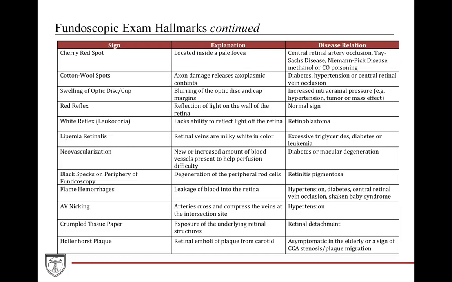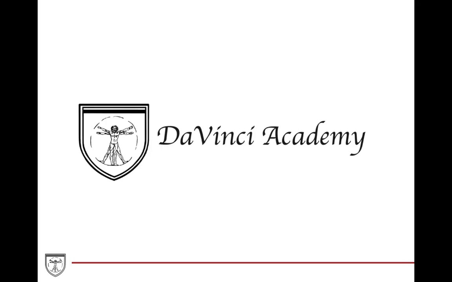And you can get a Hollenhorst plaque, and this is when you have retinal emboli, a plaque from the carotid. So when you look into the retina and you look at the fundoscopic examination, you're going to see like one white speck or two white specks right where there's a vessel, right on the vessel. And this is usually asymptomatic, but it's going to be a sign of carotid stenosis or even plaque migration, which is a significant sign for possibly consideration of carotid endarterectomy or putting them on some sort of statin to reduce that plaque formation. And that concludes this chapter on the eye and the orbit.